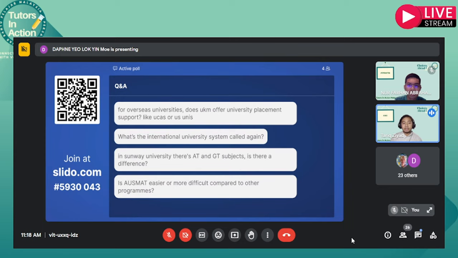What's the international university application system? I think it was UCAS for the UK, yes. University application system, similar to UPU for Malaysia. As for the US, it will be Common App. I hope that answers your question.